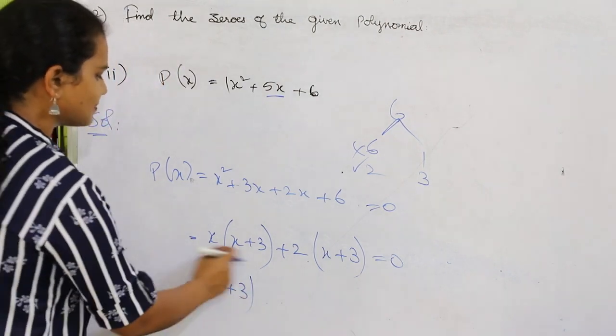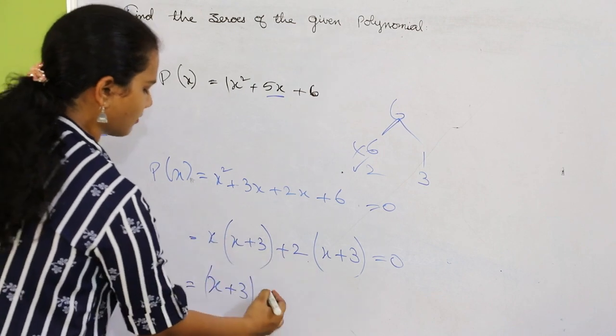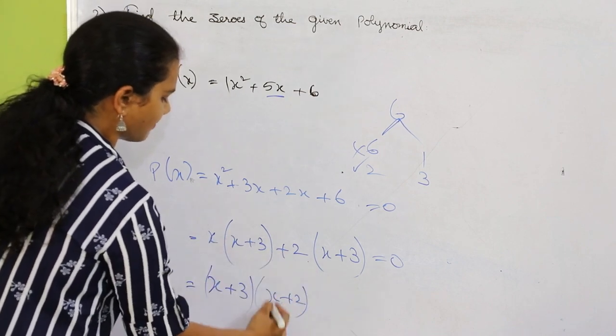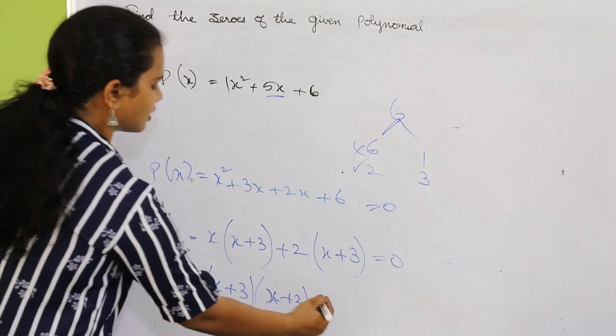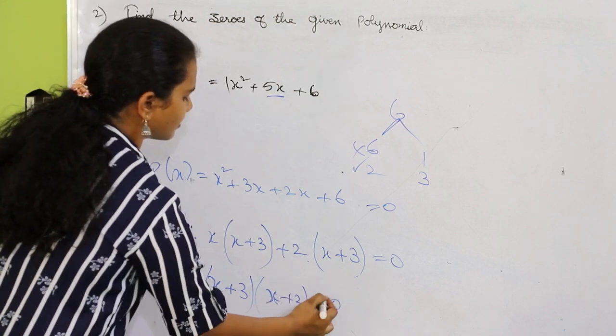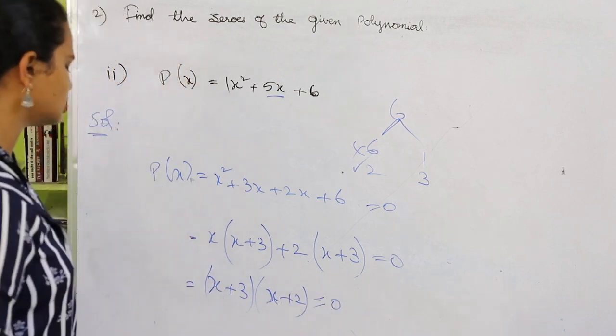Now here x plus 2, here x, and here you have plus 2. So take x plus 2 as common. I got x plus 3, x plus 2 equals 0. Equate both with 0.